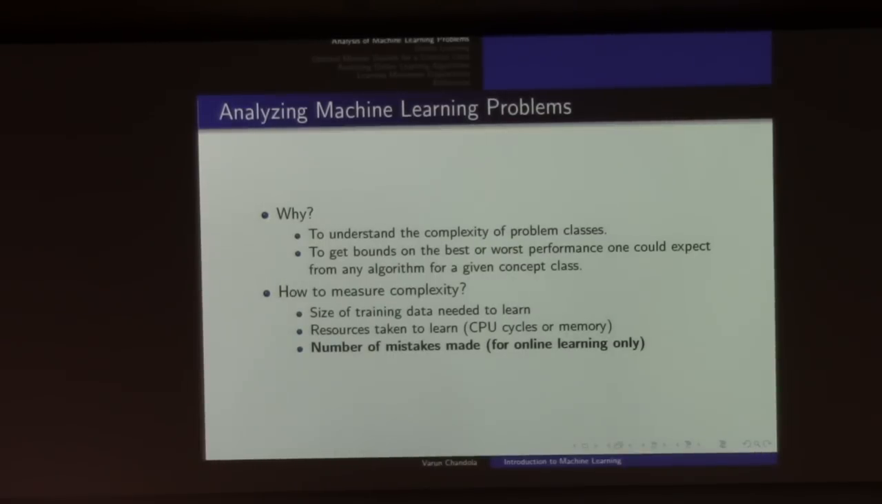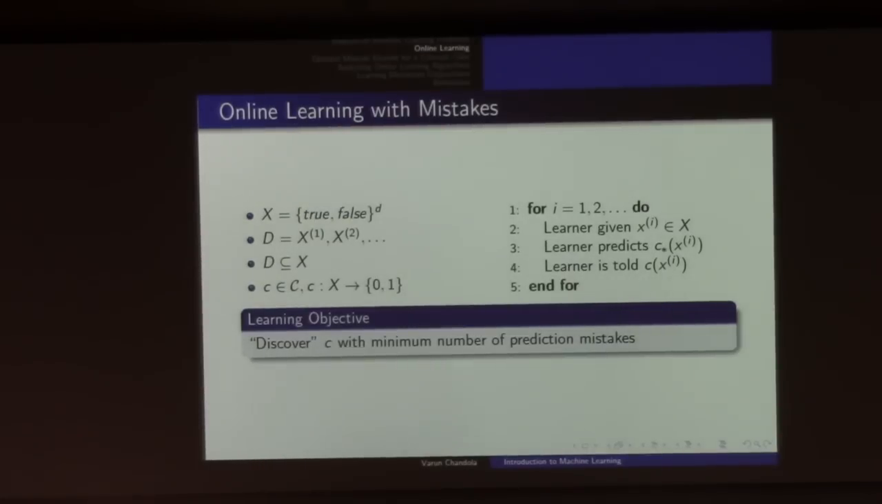Important? I see. So your question is, why is the number of mistakes important? Right. So that's a very good question. So the question is, why do we care about the number of mistakes you make? The reason is because we are looking at online learning algorithms. So they work like this. The online learning algorithm is slightly different from what we have seen so far.